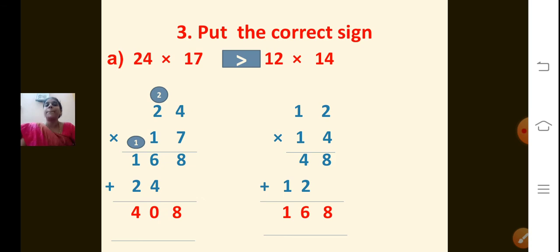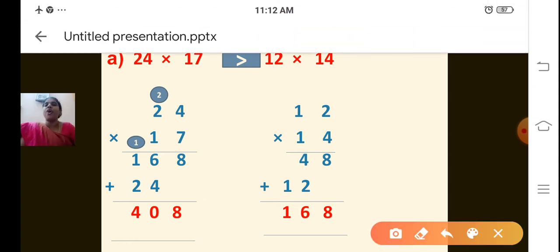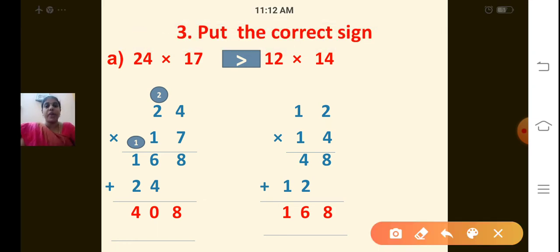One more sum. Put the correct sign. You're going to put the exact sign in a sum, whether greater than, less than or equal to. So now the sum is 24 into 17. We are going to multiply 24 by 17, and next one 12 by 14. First we'll find out the answer, and from the answer we'll compare. So first take the number 24. We'll multiply by 17. We'll find out the product.